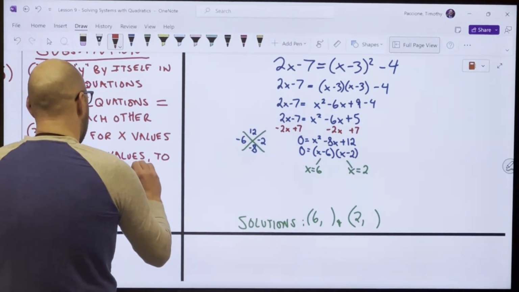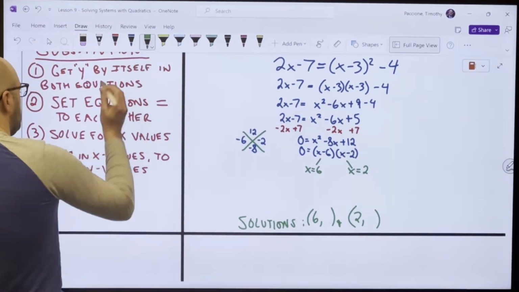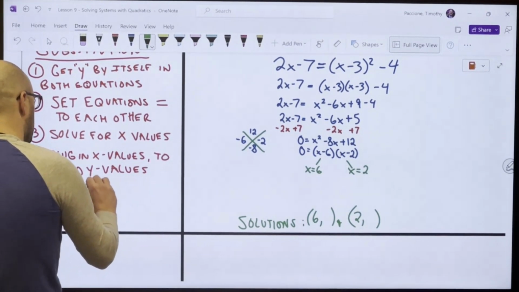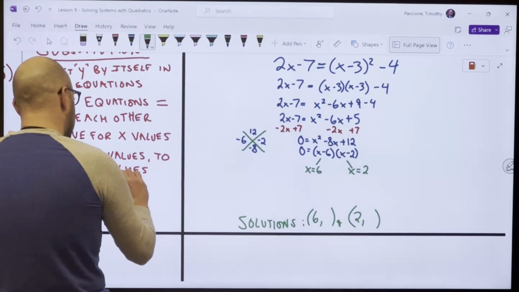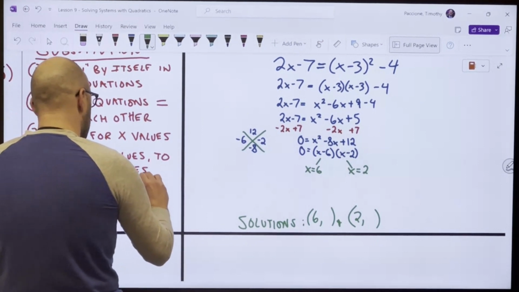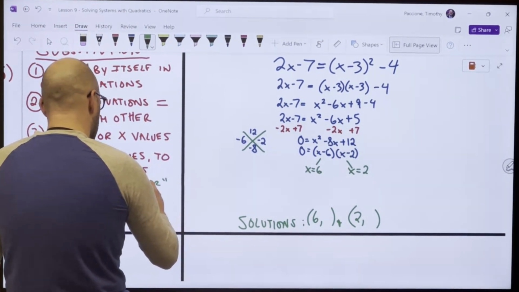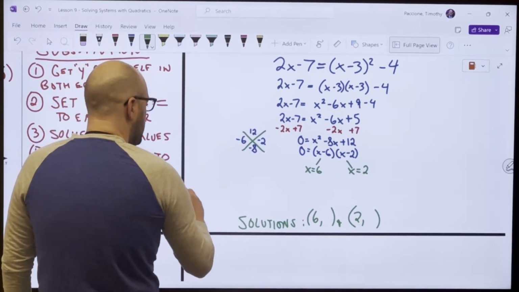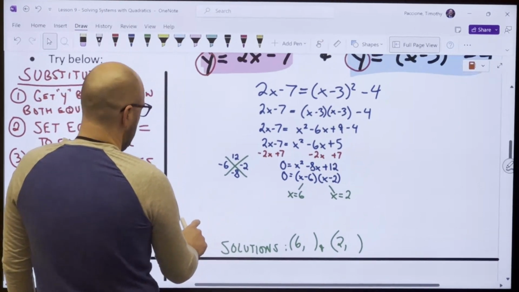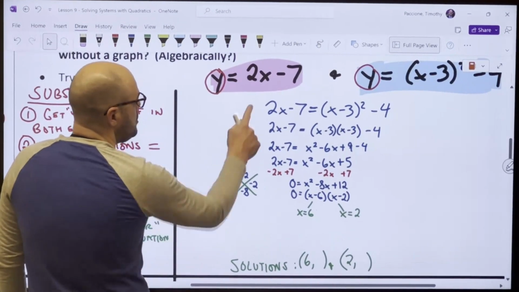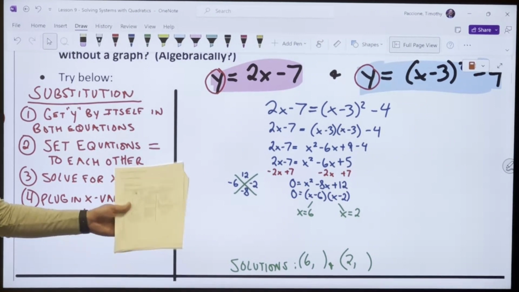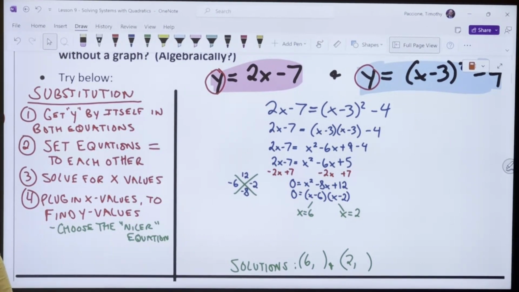And I'm going to add a little caveat here. Choose the nicer equation. Like, when I'm plugging in these x's to find my y, should I choose 2x minus 7 or (x minus 3) squared minus 4? Either will work, but the first one's going to be a lot less work, right? It's just a linear equation.